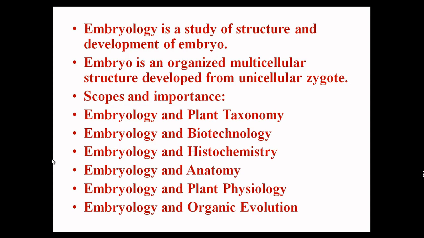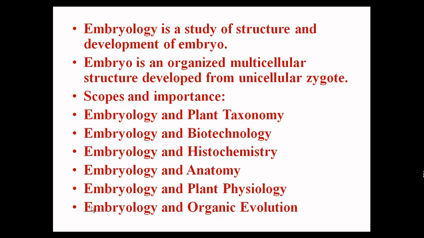Next, we discussed embryology and histochemistry. In that we have seen various kinds of biochemicals that are accumulated during the various stages of embryo development, and on the basis of this information we can determine the nutrient requirement of the plant. Next, we talked about embryology and anatomy, in which we said that embryology is a sister branch of anatomy, and anatomy provides information about the position and interrelationships of the various tissues in embryo development.